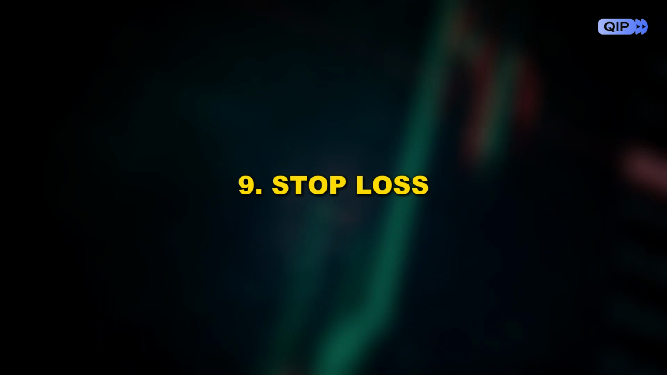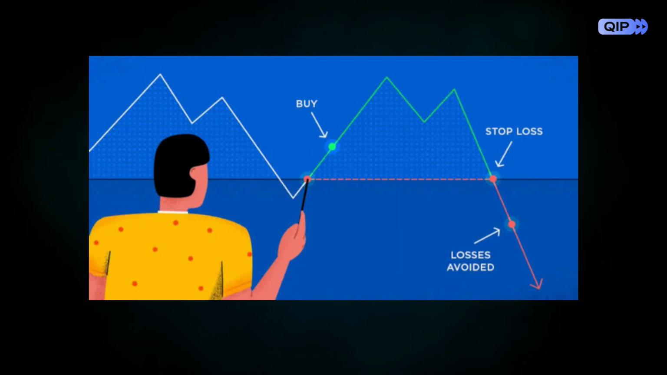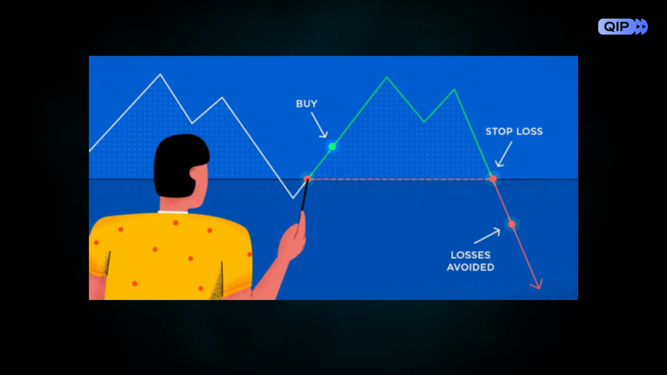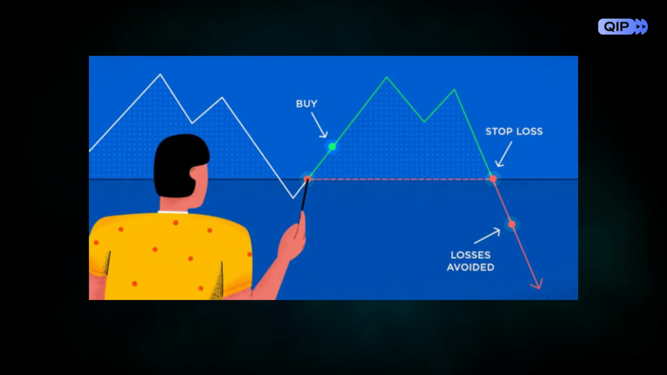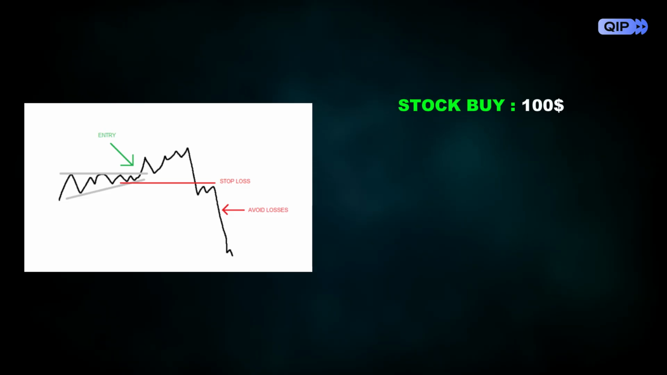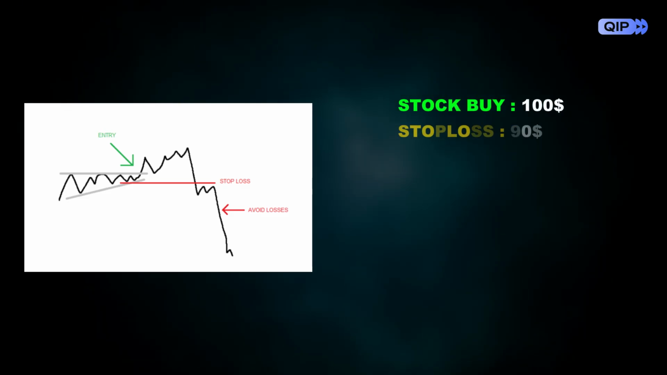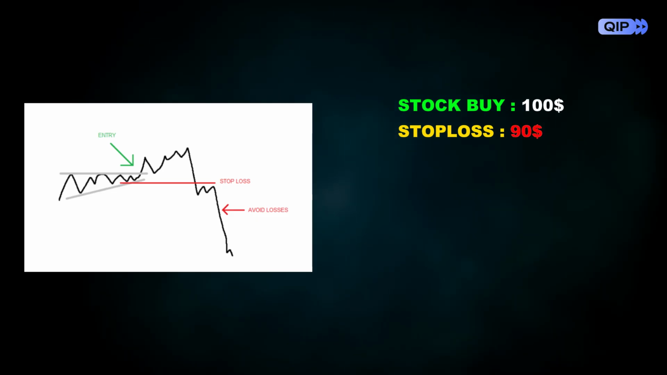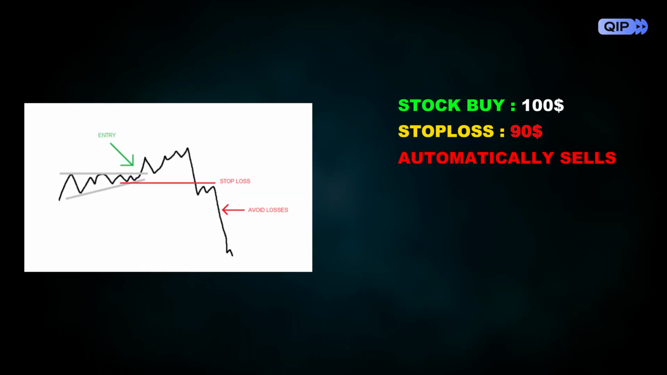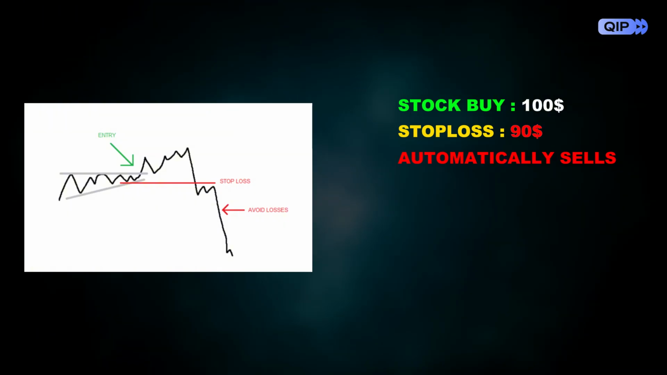9. Stop loss. A stop loss is an automatic sell order you place to limit your losses. It kicks in when the asset drops to a certain price. For example, if you bought a stock at $100 and you don't want to lose more than 10%, you can set a stop loss at $90. If the price hits $90, it automatically sells, protecting you from further losses. It's a great way to manage risk without needing to watch the market all day.